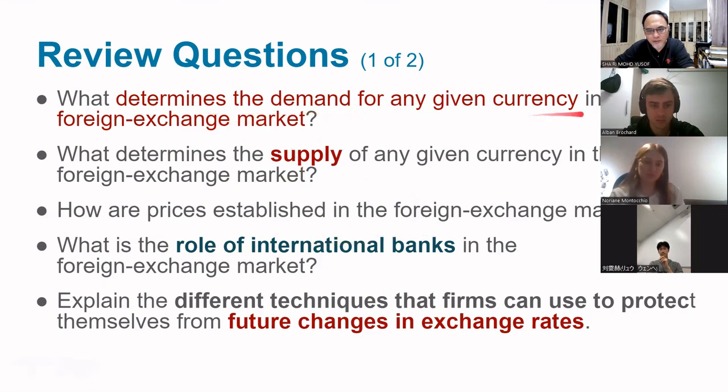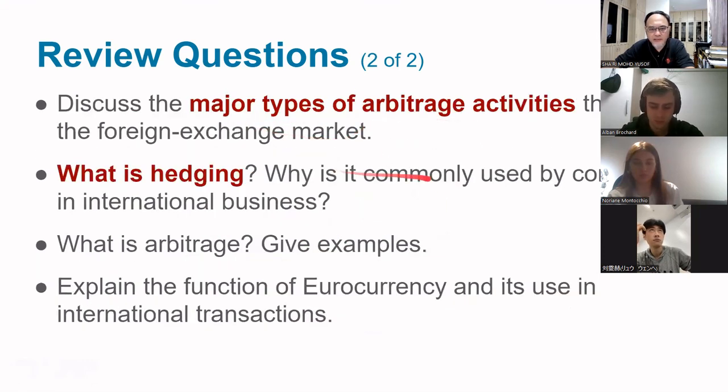What determines the market for available currency? What determines the supply? How are prices established in the foreign exchange market? What is the role of international banks? And what are the different techniques that firms can use to protect themselves from future changes in exchange rates: forward markets, and then the arbitrage activities. This I have not actually discussed. What is hedging? What is arbitrage? You should know. And very little on euro currency.